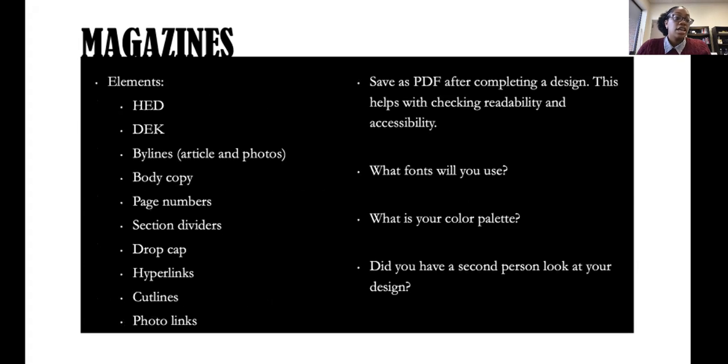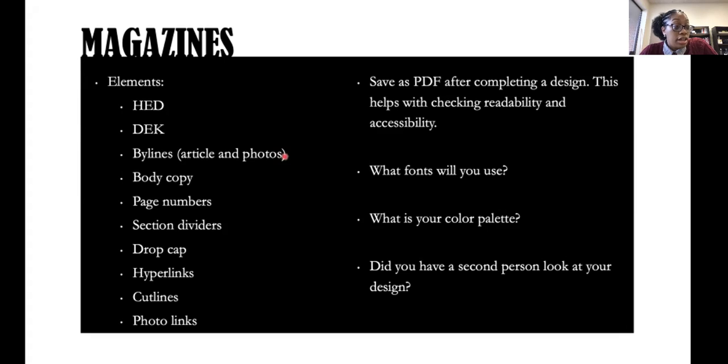So for magazines, here are some elements you need to include: the headline, the deck, which is a subheadline. Then you have the bylines of who wrote the article and who took the photos, and sometimes you have to do multiple bylines as well. Now, if a lot of people are doing different photos, instead of just having a photo byline, just have the captions with each photo.